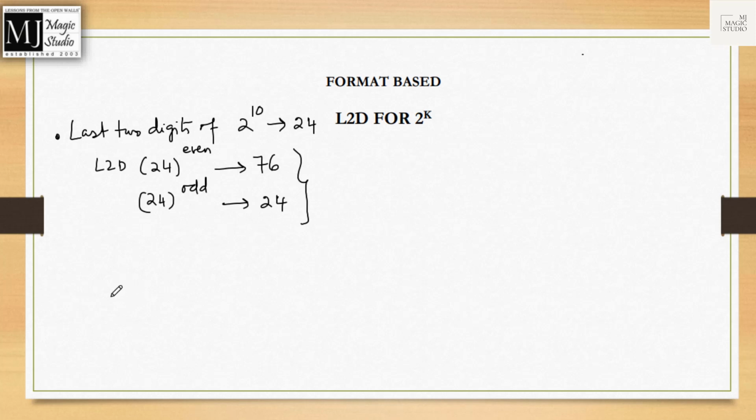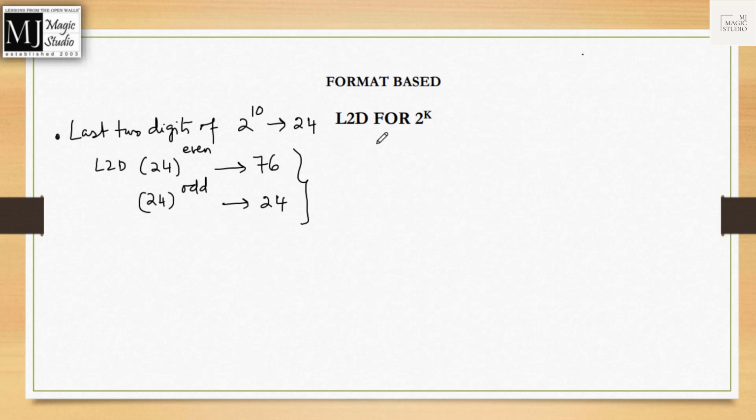So if any number ends in 24, then we can follow the rule that 24 to an even power will always end with 76 and 24 to an odd power will always end with 24. Let's see a few examples.